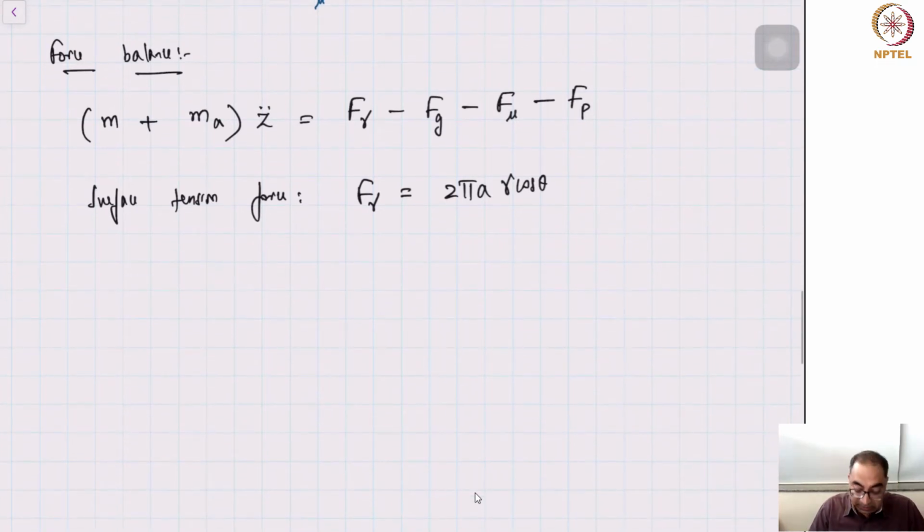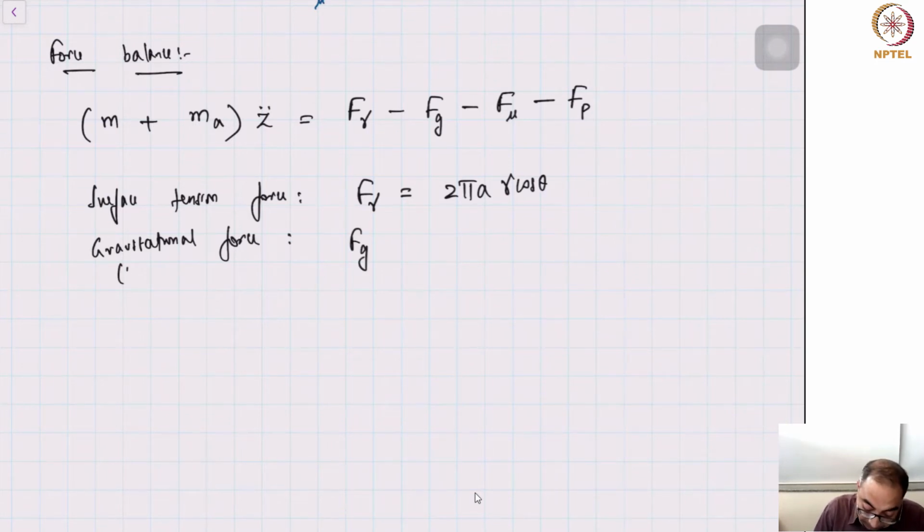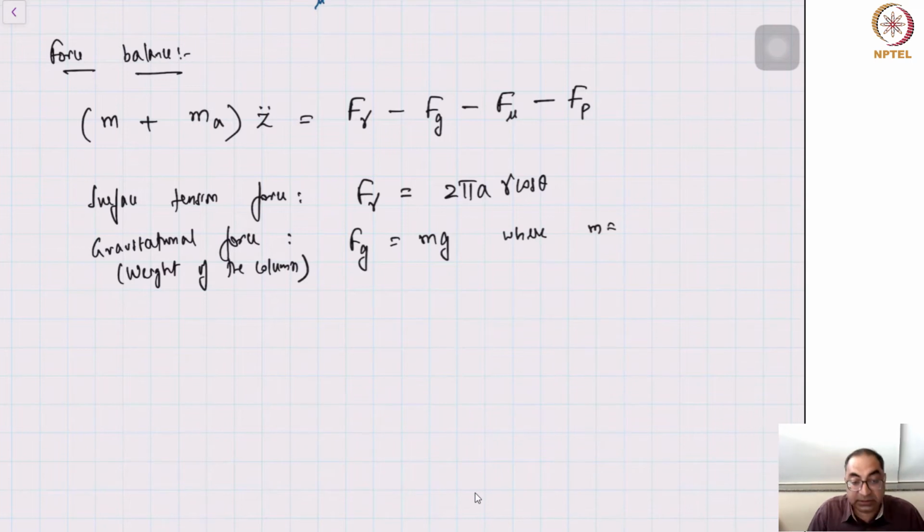Okay. Now, let's look at gravity. Gravitational force is also nothing but the weight of the column. The weight of the column would be mg, and what is m here? This is the mass of the column. So it will be pi a square, that is the area, times z, that will be the height of the column, multiplied by density. That's the mass of the column.